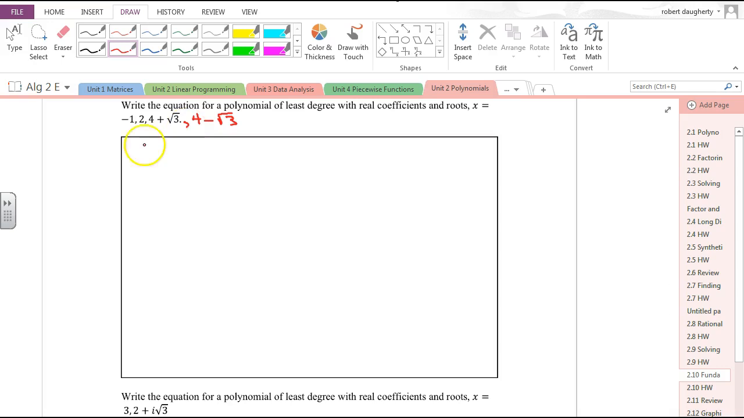So f of x is equal to, what are all the factors now? X plus 1, x minus 2, and then x minus 4 minus root 3, and x minus 4 plus root 3. Okay, those are the roots of this polynomial. What degree is this polynomial? 4. I'm going to multiply x's 4 times. I'm going to get a 4th degree polynomial.